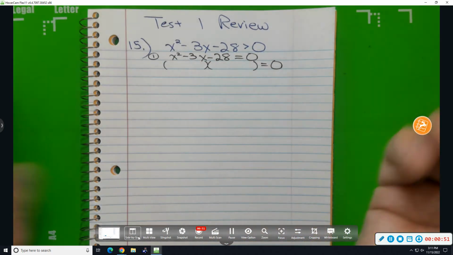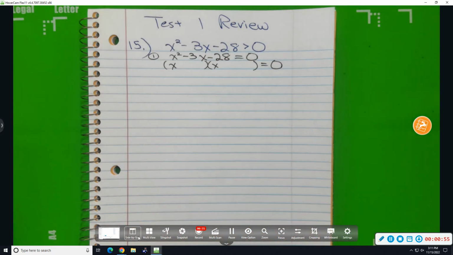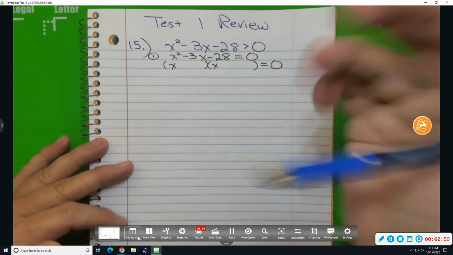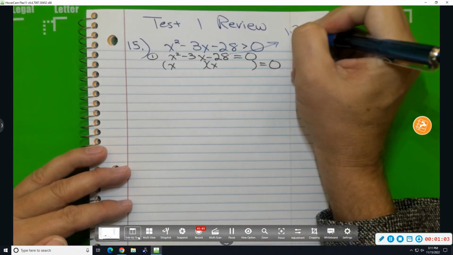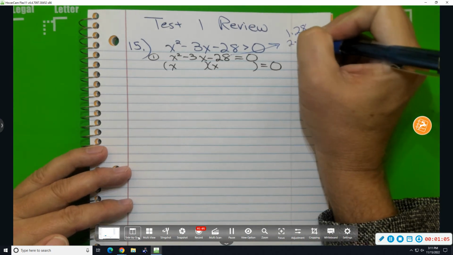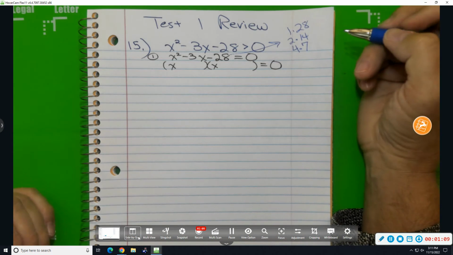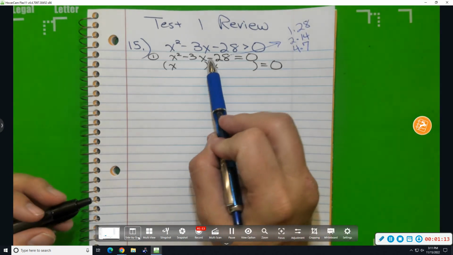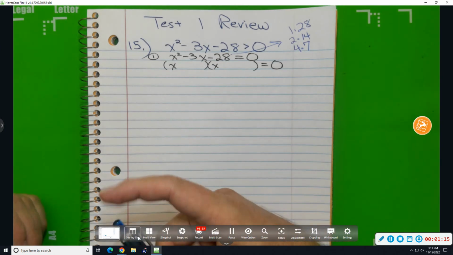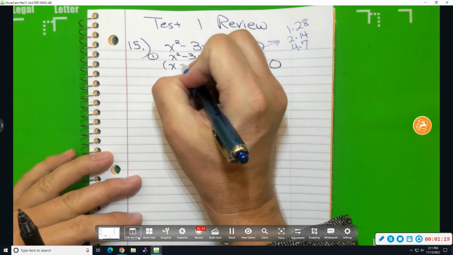X squared, well, that's just an x times x. 28. Let's see. 1 times 28. 2 times 14. 4 times 7. I think that's it. The last sign's a minus, so we're going to have one of each sign. We have 1 plus and 1 minus.